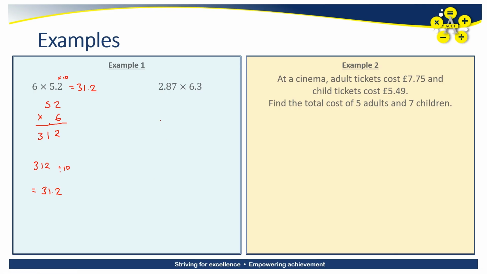I'll show you again for 2.87 times 6.3. Again, I'm not multiplying decimals, I'm going to multiply integers because I'm more confident with that. So instead of doing 2.87 times 6.3, I'm going to do 287 multiplied by 63. 7 times 3 is 21. 8 times 3 is 24, but I've still got this 2, so I keep the 6 and carry the 2. And 2 times 3 is 6, plus that 2 gives me an answer of 8.